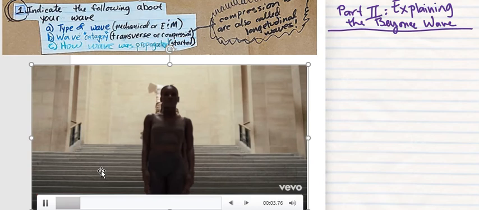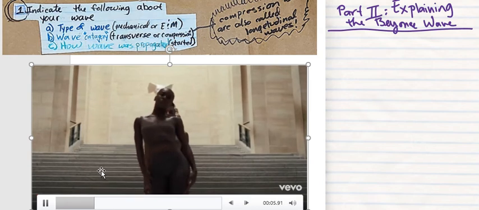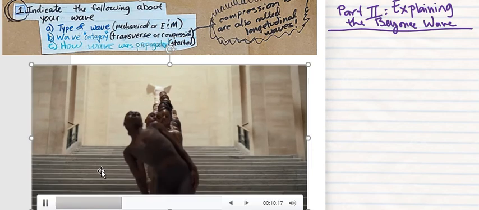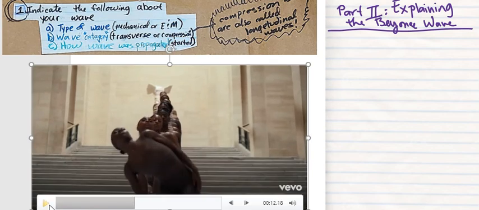Okay, so you can see that in the video, it's moving through people. So I think people are a medium. They're definitely not a vacuum. So for 1A, I'm going to put mechanical wave.